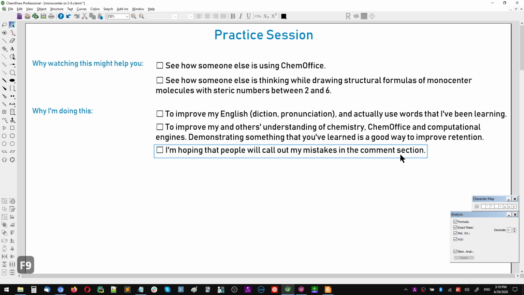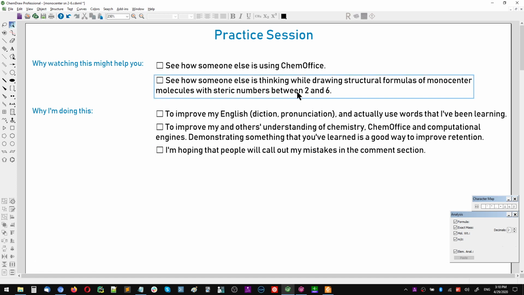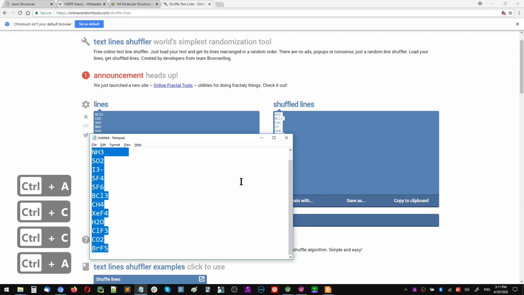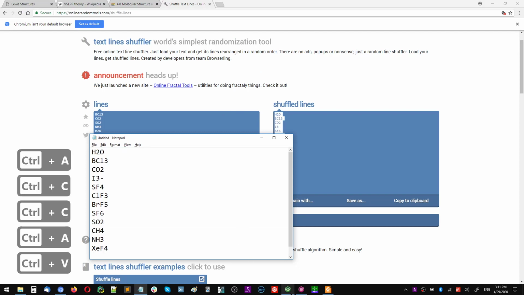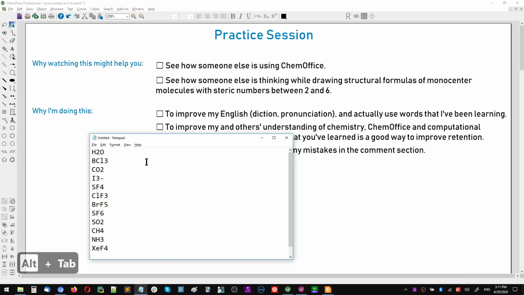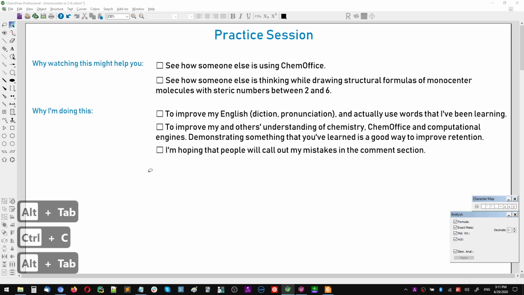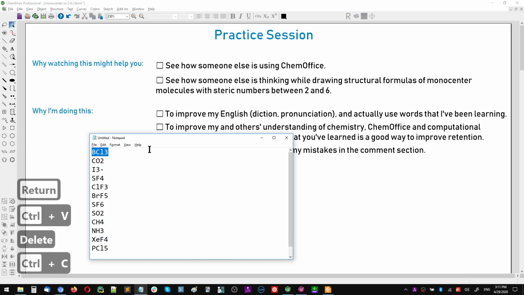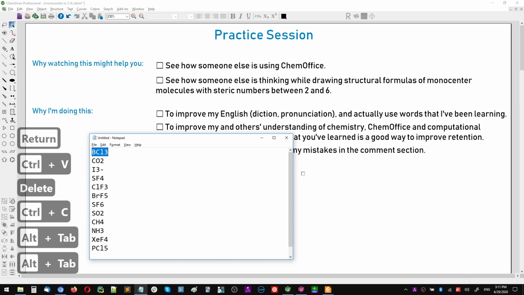Hello, in this video I'm practicing with drawing structural formulas of monocenter molecules with steric numbers between 2 and 6, and I've selected various conformations, one for each combination of electron pair geometry and molecular shape. Actually, let's move water to the end because we'll do this one faster, without going through the entire process.